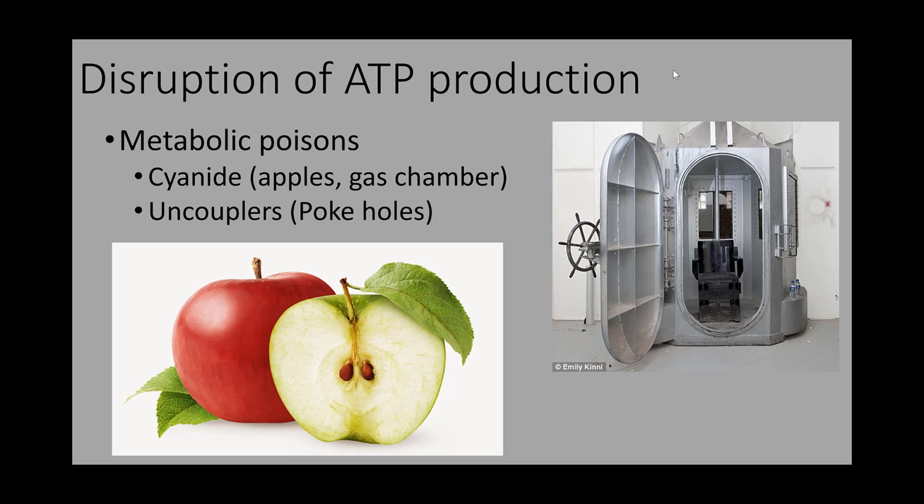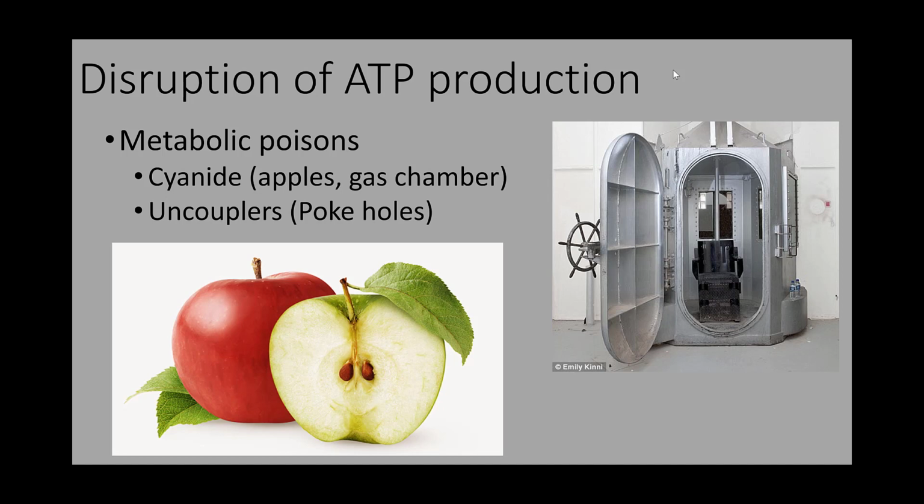What about other things that can disrupt the whole process? So disruption of ATP production can be through metabolic poisons. Lots of different ones, but two really important, really common ones are cyanide poisoning, which if you've ever heard don't eat apple seeds, they'll kill you. Well, they do have cyanide. It would take a ridiculous amount of apple seeds to have enough cyanide to poison someone. You could eat some apple seeds and it's not going to hurt you.